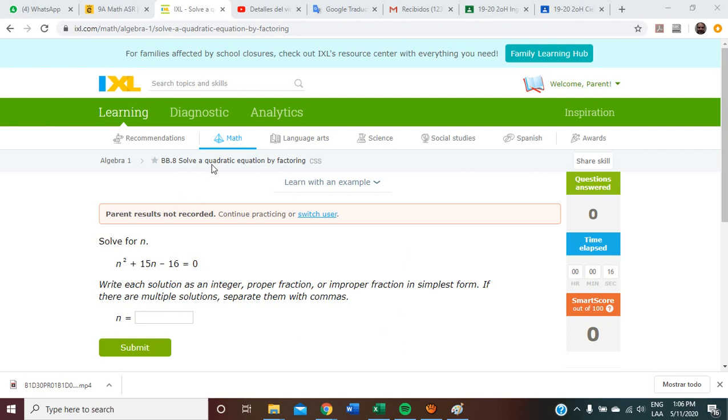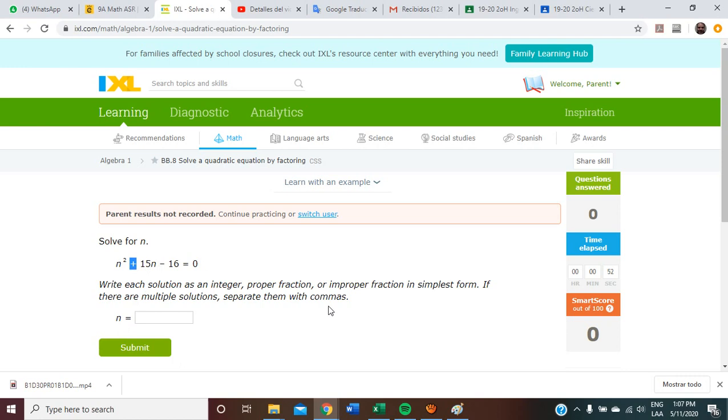9.BB.8. Solve a quadratic equation by factoring. Okay, in this exercise we're going to factor. Remember, quadratic equations look like this: we have a variable raised to the power of 2, plus the same variable but not raised, and it can be multiplied by a constant or just the variable by itself, and then a constant. These symbols could be addition or subtraction, it doesn't matter.